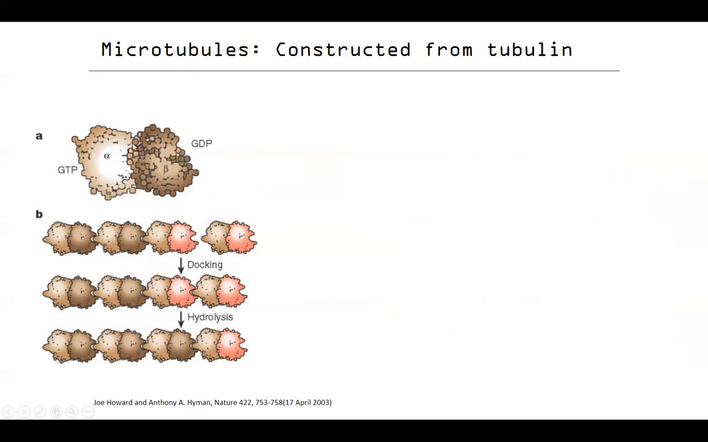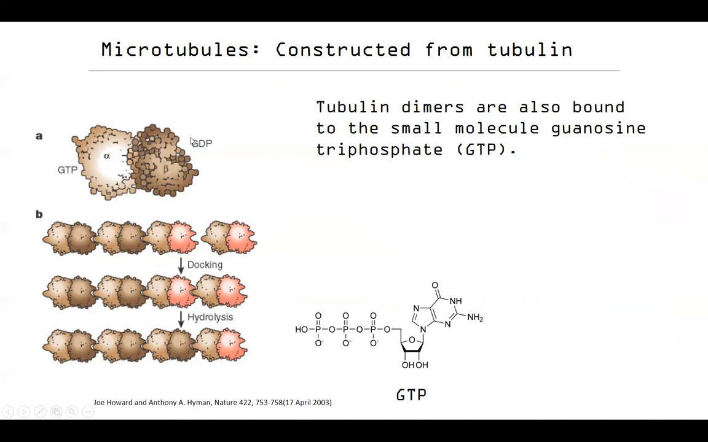So these proteins are bound to a small molecule called guanosine triphosphate, or GTP. This is the same guanosine that's present in DNA, and it's similar in a lot of ways to ATP. Instead of adenine, we've got guanine here, and 3 phosphates. That's the triphosphate. So these tubulin proteins are bound to a tiny GTP molecule. Okay, it's very small relative to the protein.